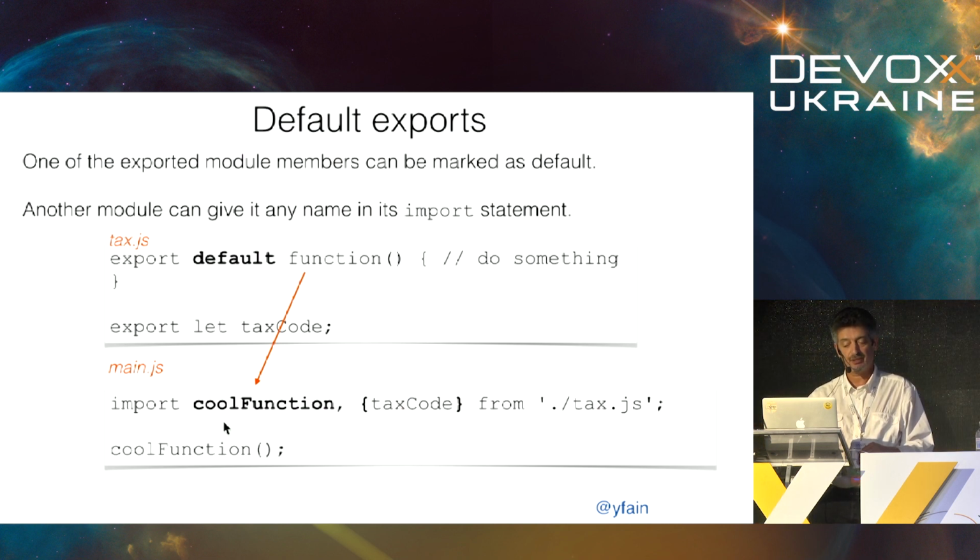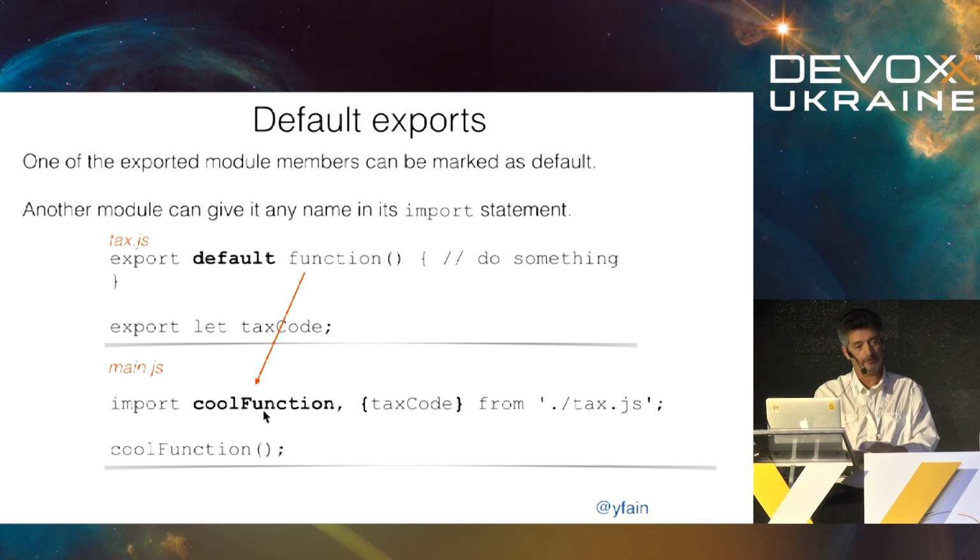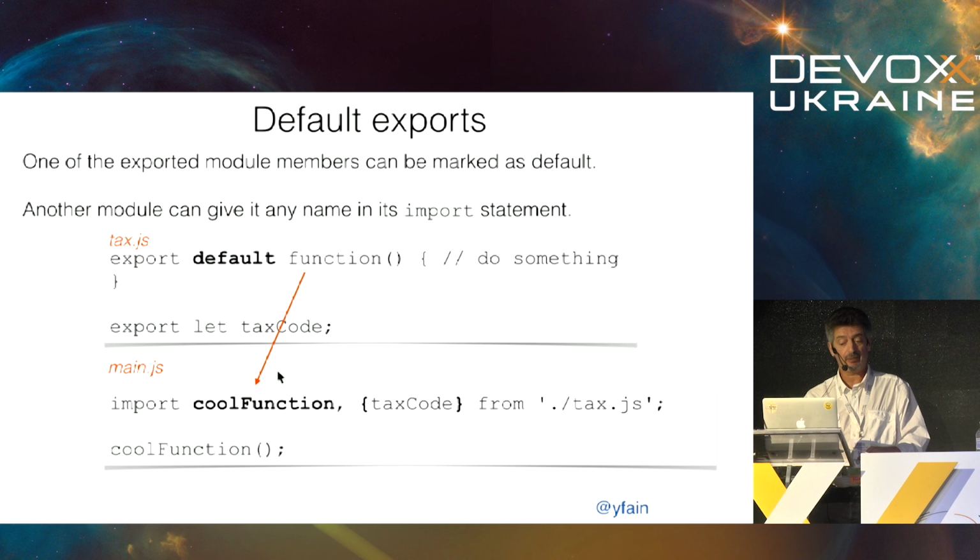Let's look at the main.js. See, in this case, I say import coolFunction. I decided to call it coolFunction. I'm saying whatever text.js exports by default, I want to call from now on coolFunction. On the other hand, if you use named export, I have to use these curly braces and the exact name as it was called in text.js.